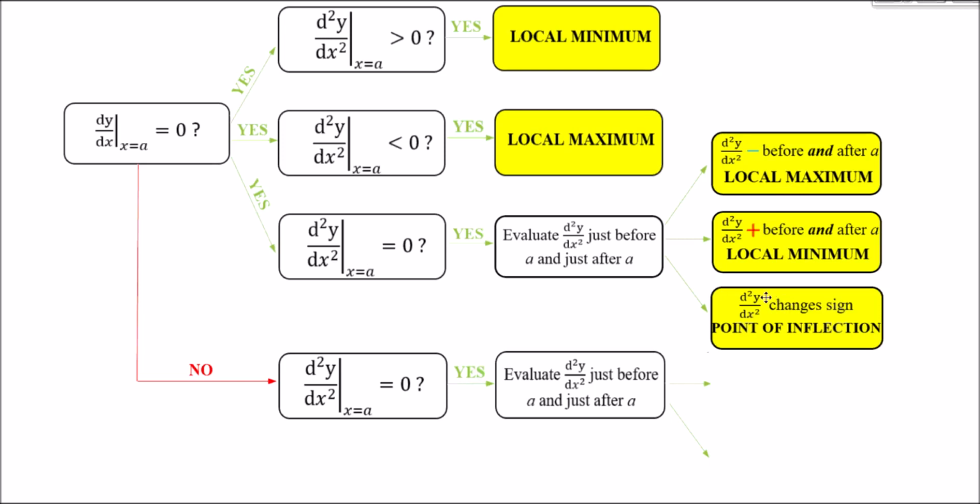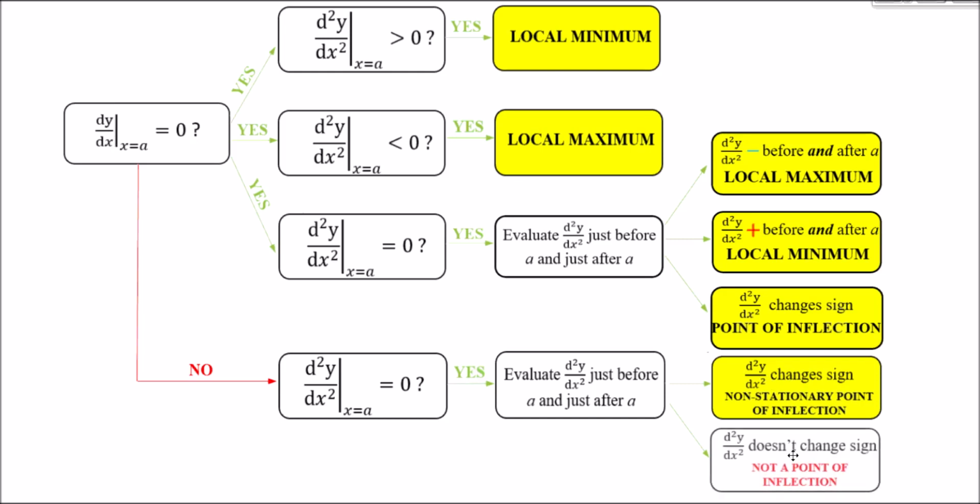So if d squared y by dx squared changes sign of a point, then we do have a point of inflection. This one's a non-stationary point of inflection though, because the gradient isn't 0. If d squared y over dx squared doesn't change sign, then it's not a point of inflection. And if the gradient wasn't 0 and the second derivative wasn't 0, then that certainly isn't a point of inflection either. It's nothing at all. It's just a point on the curve which is moving on and isn't stationary. So this might be worth referring to as we tackle some worked examples.